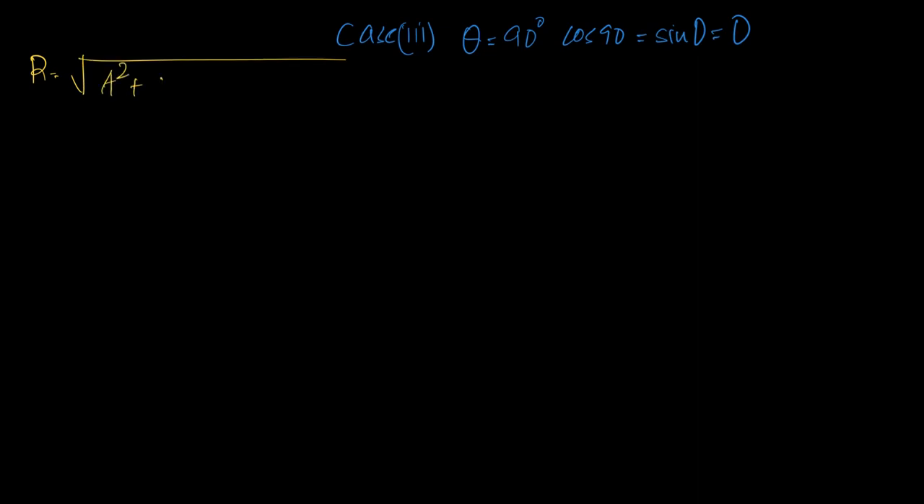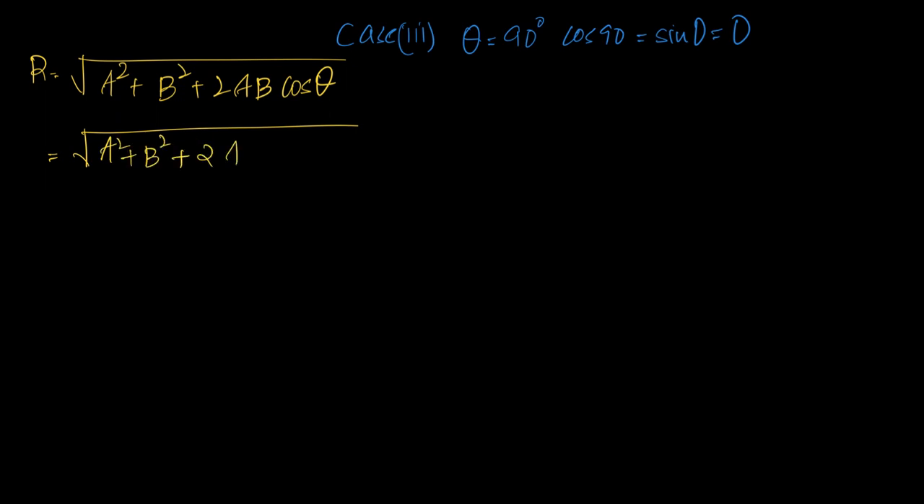Now let us discuss the same for the third case, case number 3. And this time theta is equal to 90 degrees. So what would be cos 90? Cos 90 will be equal to sine 0, which is equal to 0. And what is R? R again is equal to root of a square plus b square plus 2ab times cos theta. What is the value of cos 90?